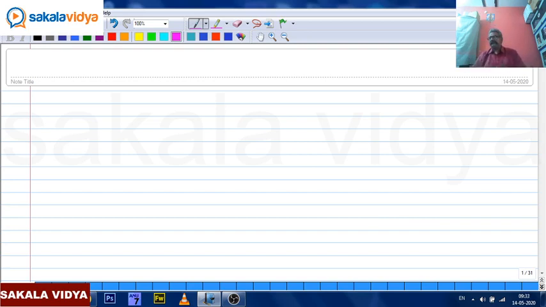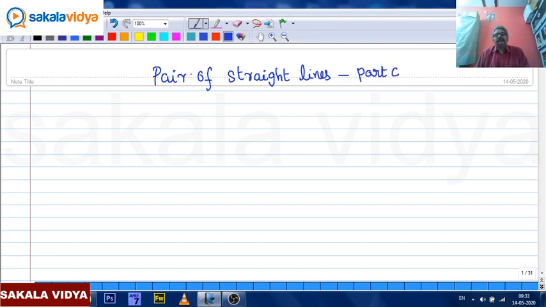Right. Today, pair of straight lines. Pair of straight lines. Part 1. So, pair of straight lines, part 1.